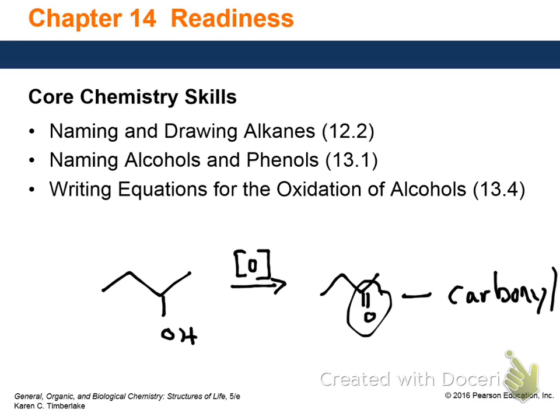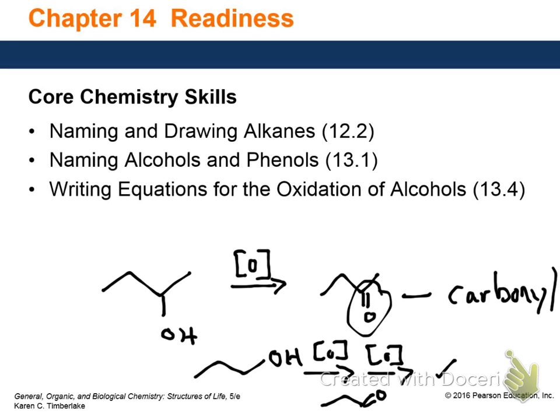What if it's a primary alcohol? What happens? And I go like this, and then I go like this. You know, like they do 2 oxidations. What happens? You get a carboxylic acid. And in the step in between, just so it's clear, it's an aldehyde, and then you do 1 more oxidation, and you put an OH down there.